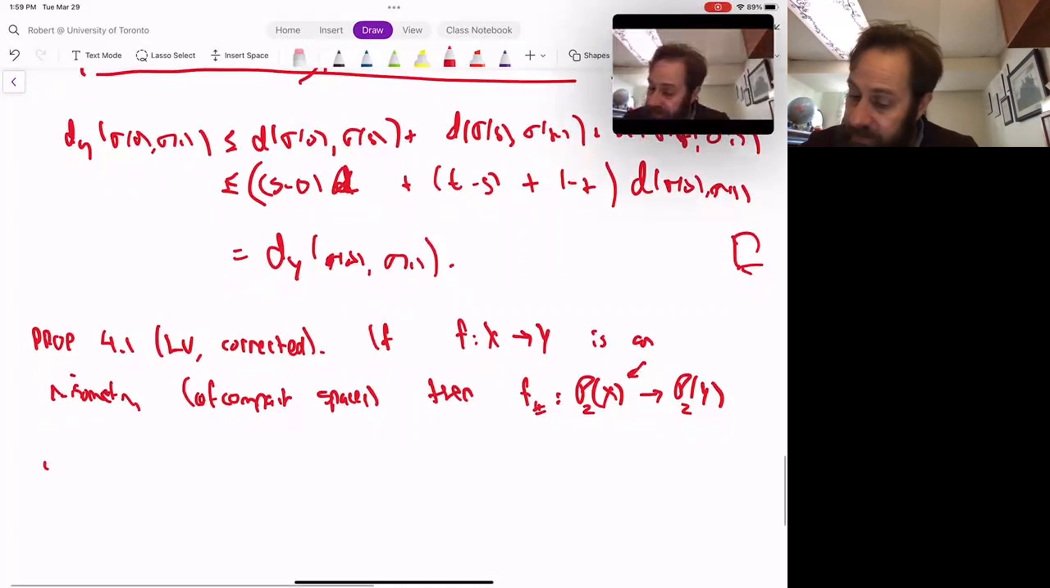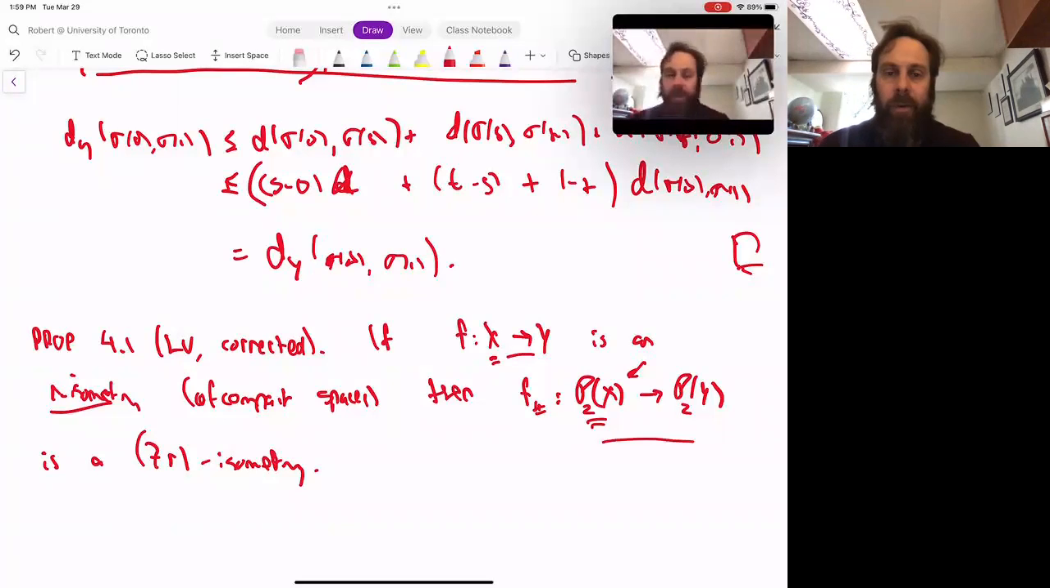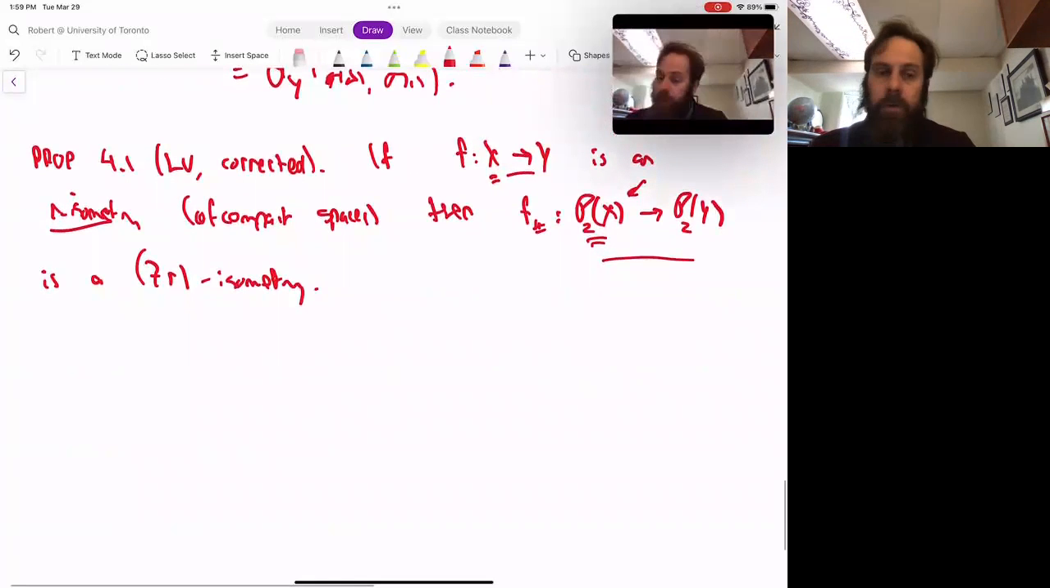Then this is 7R. So if this was an R isometry, this is a 7R isometry. And again, of compact spaces, because we know that when X is a compact Polish space, then P2 of X is a compact Polish space. But the point is that if I have an approximate isometry between the underlying spaces, it leads to an approximate isometry between the set of measures on those spaces when metrized by the 2-Wasserstein distance. Are there questions about this statement?